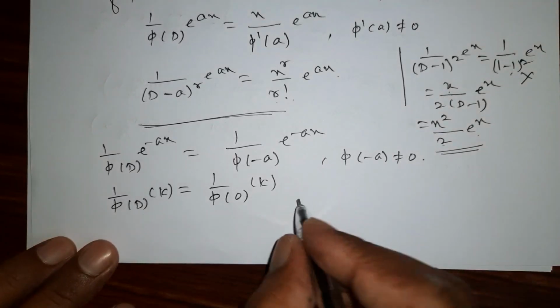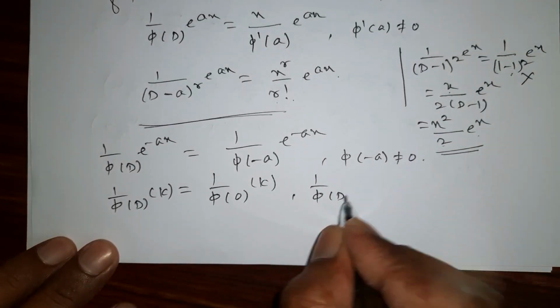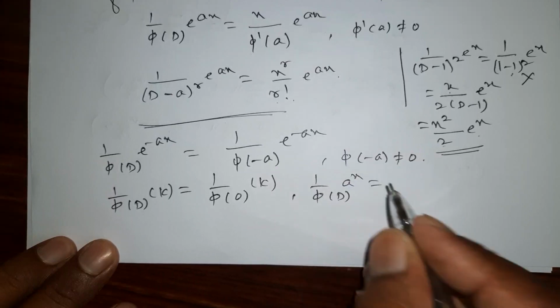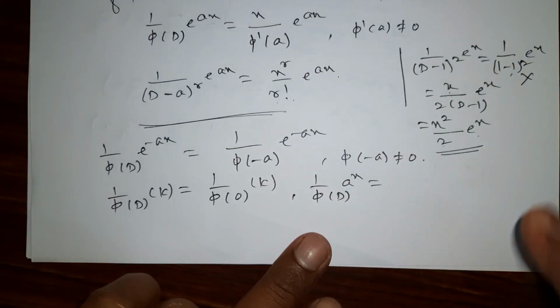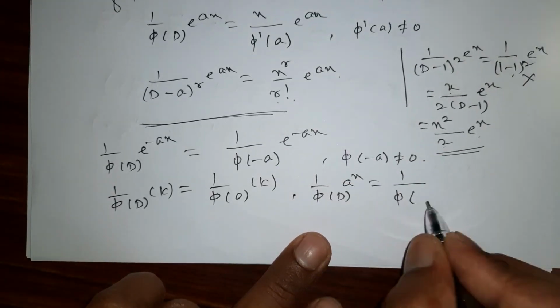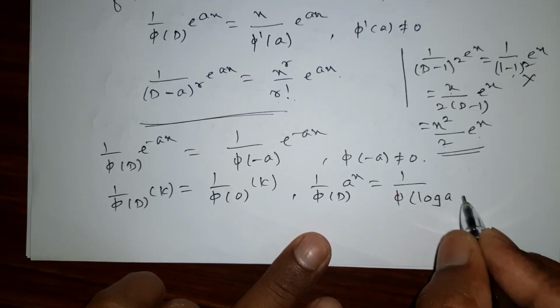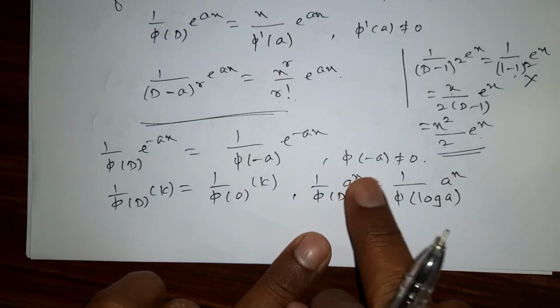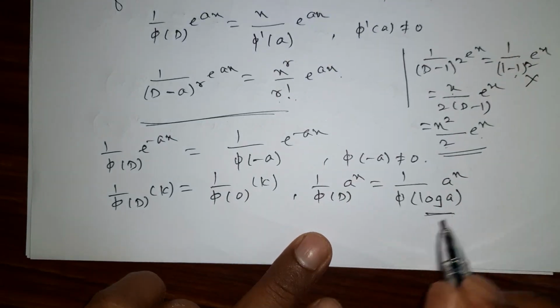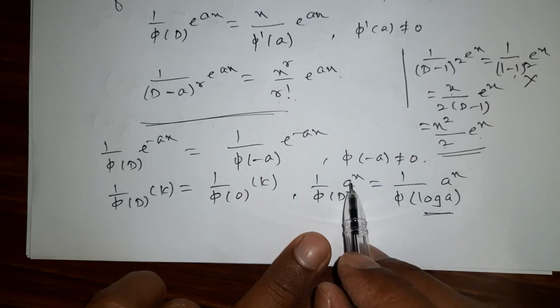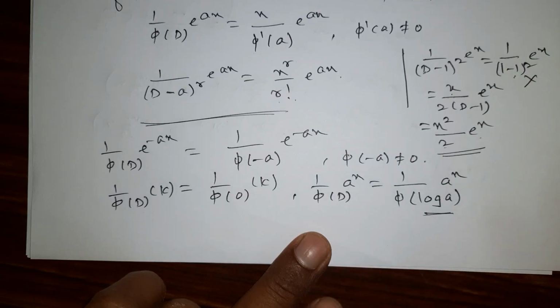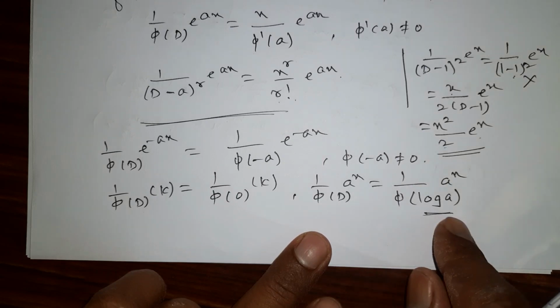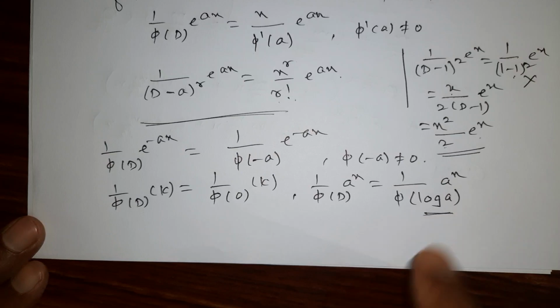Correct? Next one is 1 upon phi of D operating on a raised to x, a to the power x. Then replace D by log a. So 1 upon phi of log a, raised to x. If a raised to x is there, then replace D by log a. If a raised to minus x is there, then replace D by minus log a. According to that, you have to change. Understood it? Okay, I will take one example for the understanding purpose.